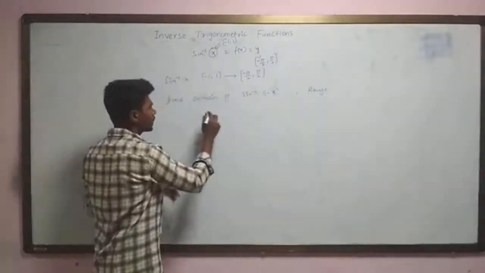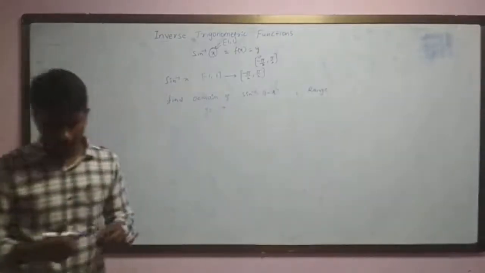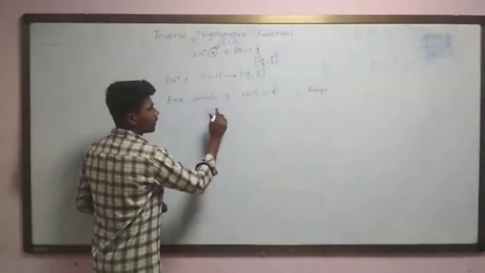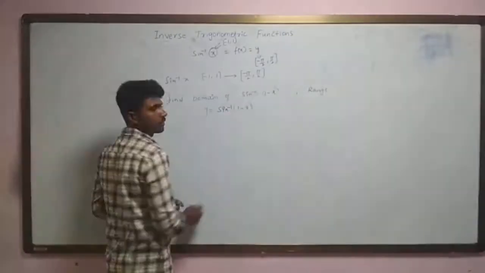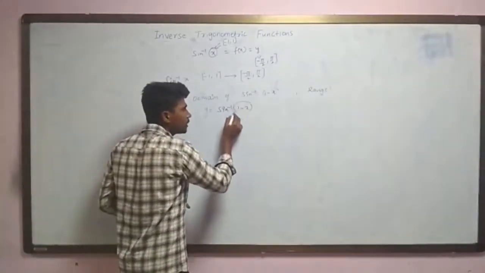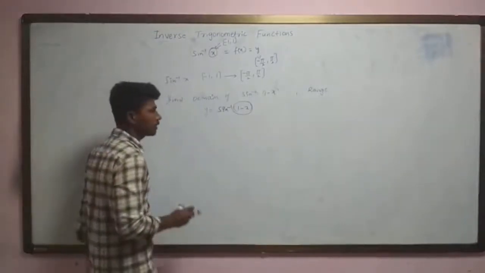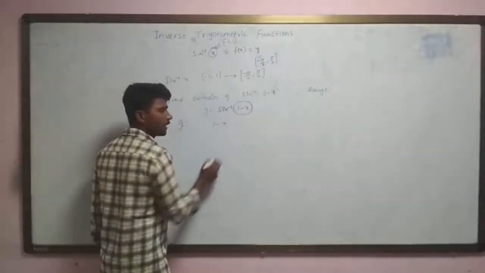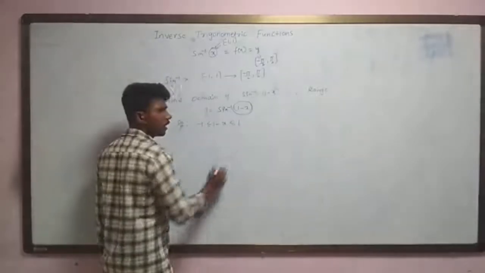So I have a function. I make it y is equal to sine inverse of 1 minus x. Whatever I have here lies in between minus 1 and 1. That's the first thing. To find the domain of the given function, I take 1 minus x lies in between minus 1 and 1.